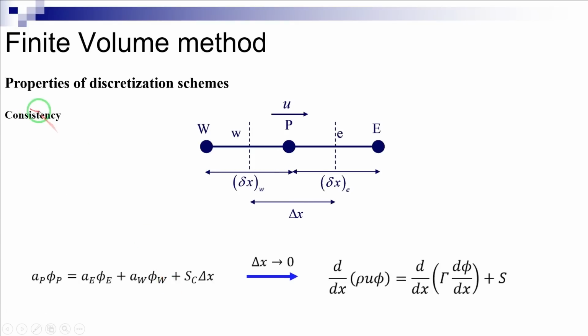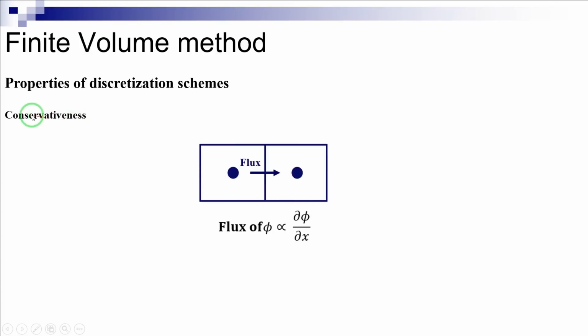Consistency. The discretization schemes are consistent if, when the grid size goes to 0, the algebraically discretized equations turn into the continuous governing equations. Conservativeness. To ensure conservation of the variable phi for the entire computational domain, the flux of phi leaving a control volume across a certain phase must be equal to the flux of phi entering the adjacent control volume through the same phase. To achieve this, the flux through a common phase must be represented in a consistent manner by one and the same expression in adjacent control volumes.